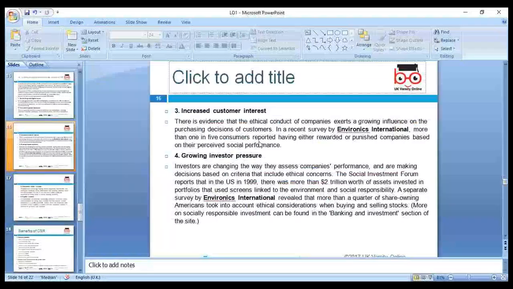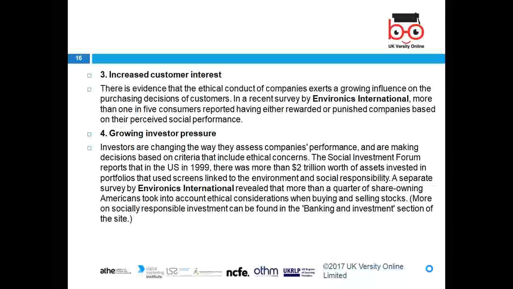Increased customer interest. There is evidence that customer interest is increasing. Those companies are good, and promoting these, ultimately they earn more profit out of it. Yes, they get more benefit. There is a lot of evidence of the conduct of companies growing in influence on the purchasing decisions of customers. In a recent survey by Environics International, more than one fifth of customers reported having either rewarded or punished companies based on their perceived social performance.